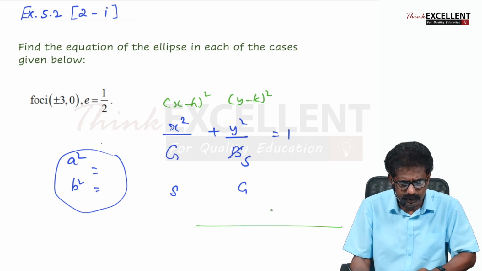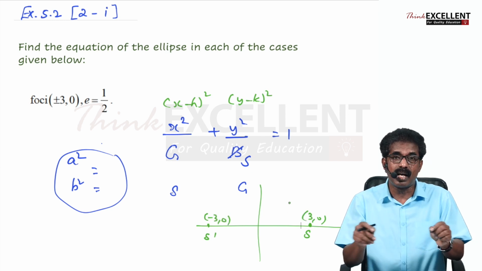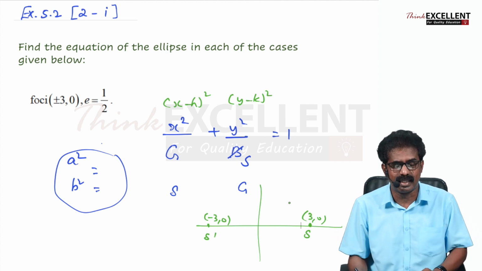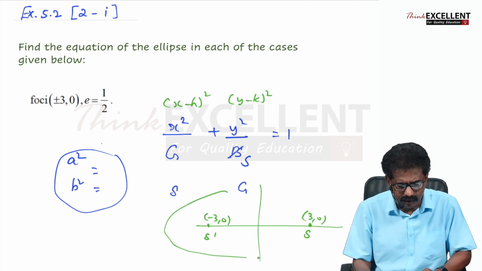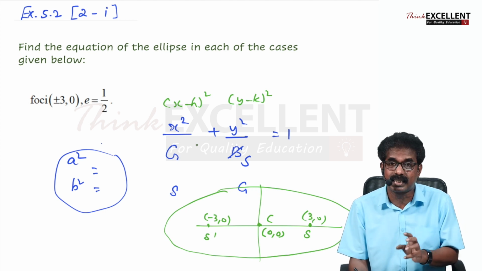In a graph, 3, 0, here this is 3, 0, right? This is focus S, 3, 0, and this is S dash, minus 3, 0. So you know, focus lies on x-axis, so the major axis is along x-axis. So definitely the diagram will be like this. The two foci, the midpoint will be the center. So here the midpoint is 0, 0 only. So the center is 0, 0, so no change in x and y.